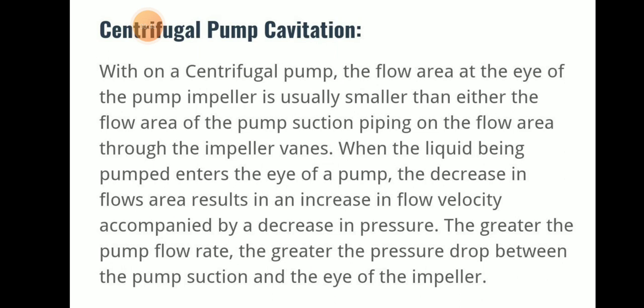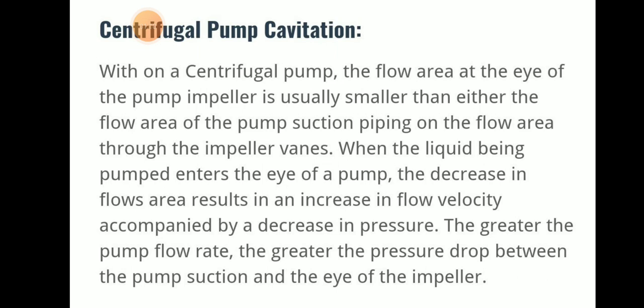So when we supply the liquid to the eye of a pump, the flow area is very small, so the velocity will be high. That high velocity is obtained by a decrease in pressure. The greater the pump flow rate, the greater the pressure drop between the pump suction and the eye of the impeller. So if the pump flow rate is greater, the pressure drop will be greater between the pump suction and the eye of the impeller.